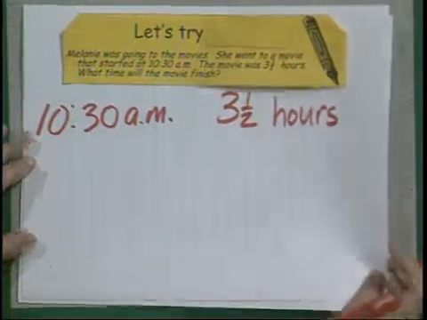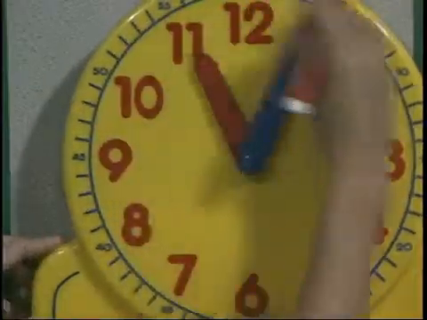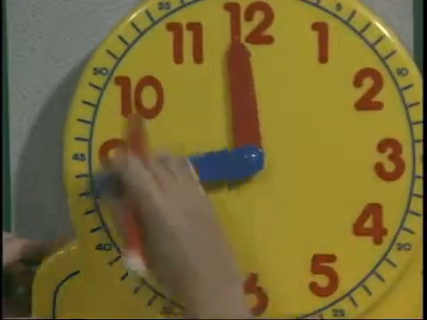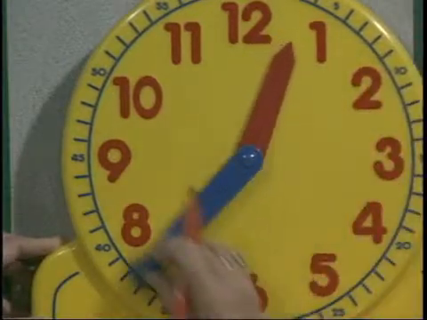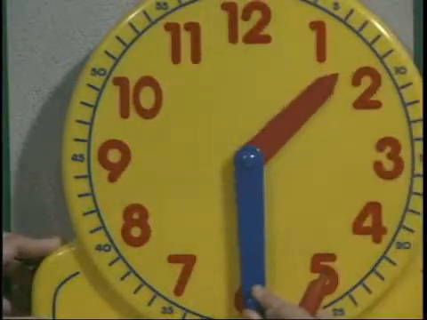So let's take a look, and we're going to use a clock, and I preset the clock to 10:30 so that we were ready to go. So let's take a look. We're going to start at 10:30, and we're going to add on 3 more hours, and then we'll worry about the minutes later. So we're starting at 10:30. 1 more hour gets us to 11:30. 1 more hour gets us to 12:30. And then our third and final hour brings us to 1:30.